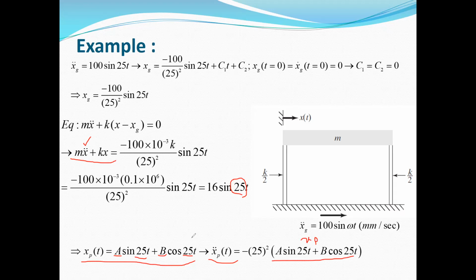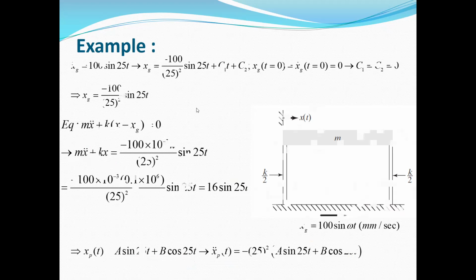So we can substitute xp double dot and xp into the main equation and collect the equations in terms of sine and cosine functions. Then by using the coefficients of sine and cosine functions, we can form two algebraic equations with two unknowns a and b, and by solving these two equations we can obtain a and b, and also the particular solution, or the steady state solution, for this system.